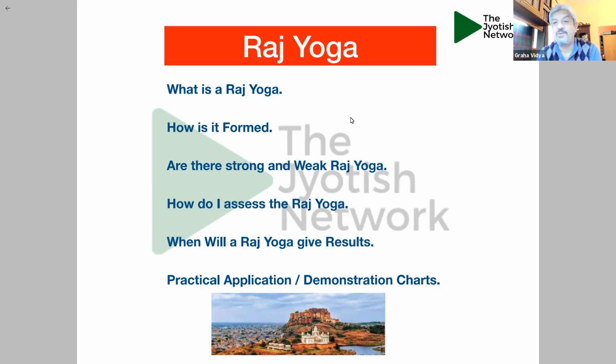Now, will that play out for everyone? Please don't take it that way. If you have a Raj Yoga in the 8th house, it doesn't mean that you'll become famous after death. But yes, there are other factors in every chart which you need to be careful of.